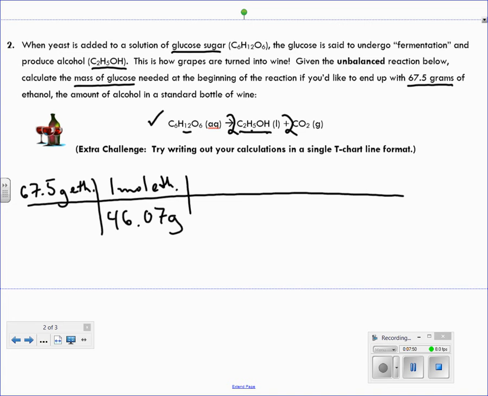Again, notice I'm keeping track of what moles of what. And again, remember, it's a quarter point off for every number in your T-chart that is without a unit. So if you fell out of those habits, get back in those habits.